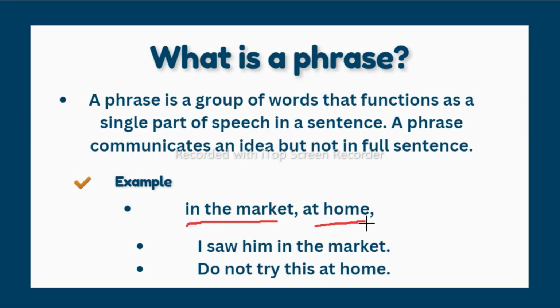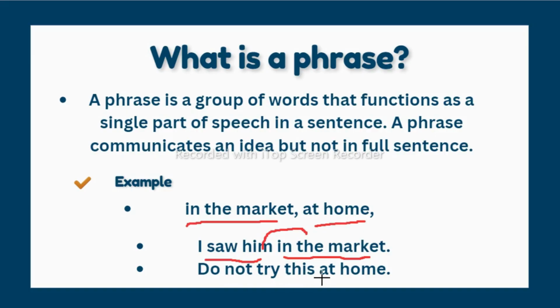At home, it is also a phrase. But when we add a subject, verb and object to this phrase, then it will give meaning. This means the phrase depends on the subject, verb, and object. I saw him. Where did you see him? In the market. Now this phrase gives meaning to us. So phrases cannot give meaning independently. They are a part of a sentence, but they are not a full sentence.